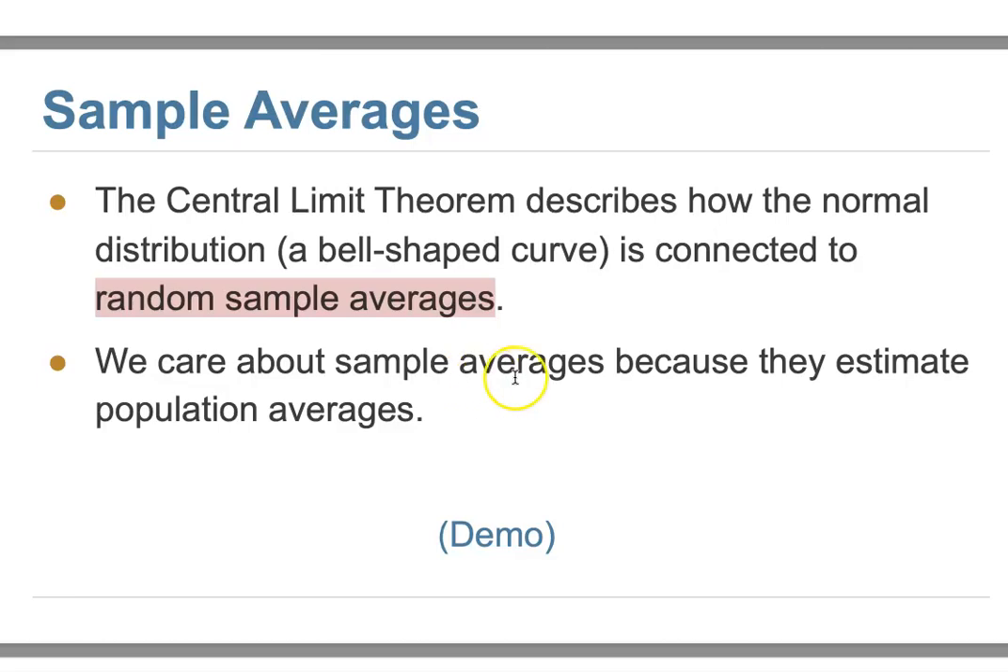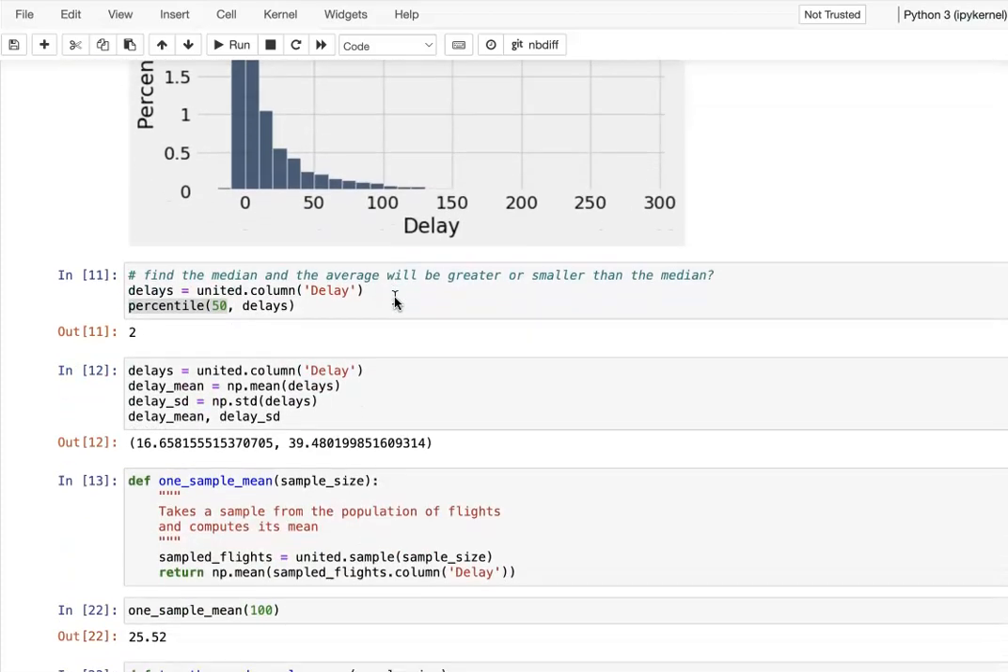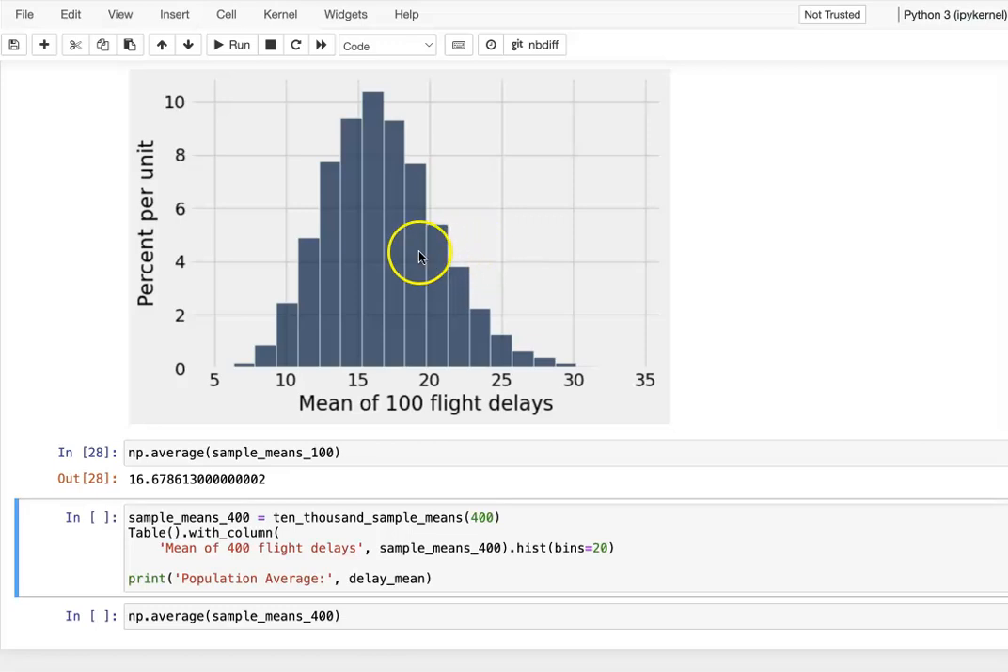We care about the sample average because it estimates the population average. This matches what we talked about before: each sample is one estimation, and each estimation has variability and differences from the population. But if we can take as many samples as we can, the results will be close to the population. Here we drew sample size 100, and did it 10,000 times.